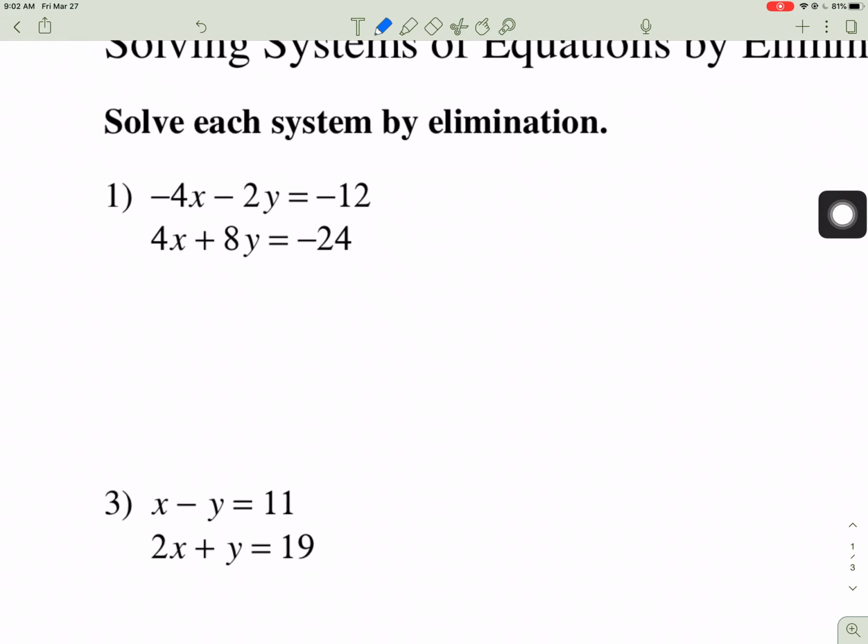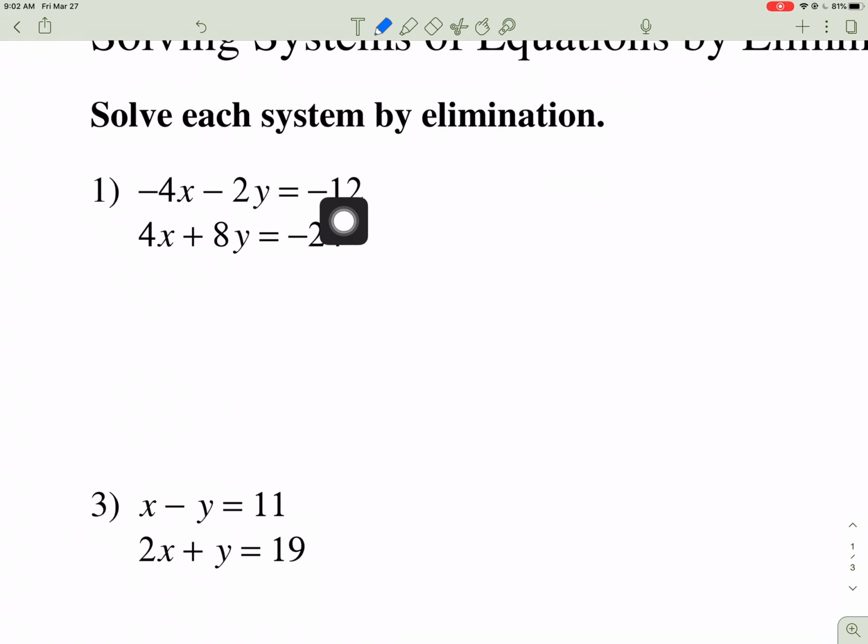So if we take a look at number one, remember, when do we want to use substitution? When it's y equals or x equals, and then we can substitute into the second equation. But here we see we don't have that. But there's an interesting thing that we can do with two functions, and that is we can add these two functions together. So if we were to add these two functions together, let's look at what happens.